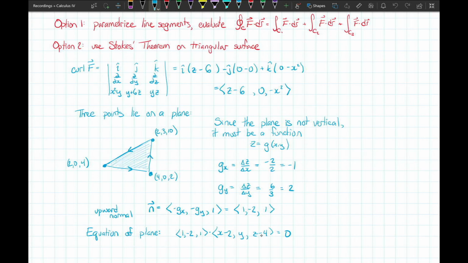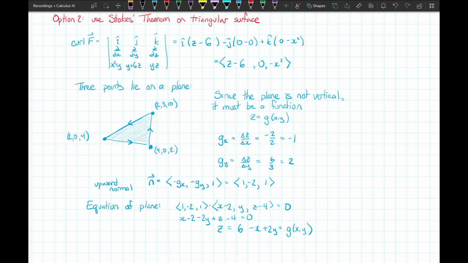To get the equation of a plane, we'll take a normal vector and dot product that with (x minus x naught, y minus y naught, z minus z naught), and set that equal to 0. So there's our (2, 0, 4), and we can expand that out and solve for z in order to get this in the form of a function. That gives us z equal to 6 minus x plus 2y. And that's our function g of x, y.